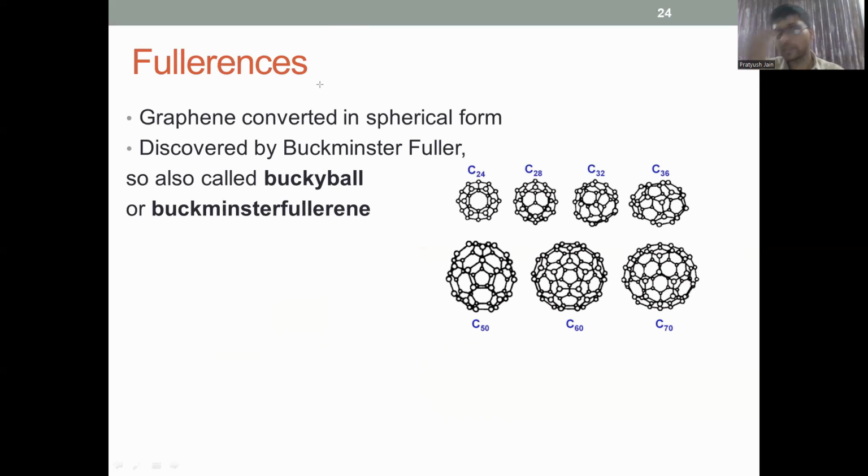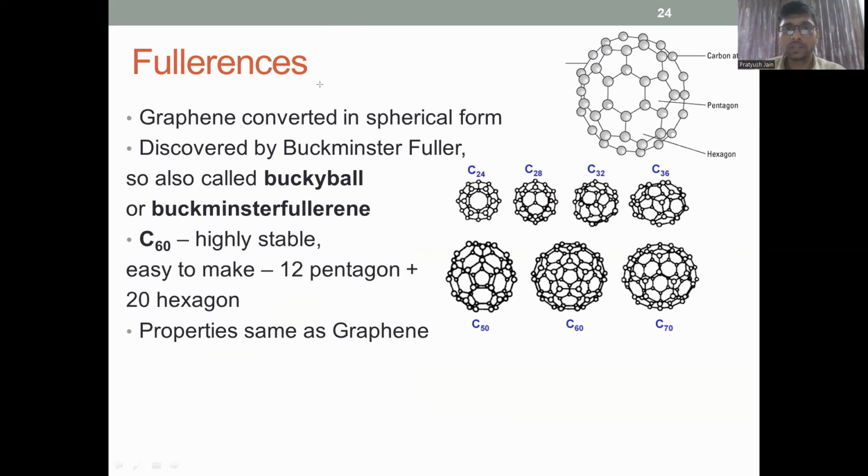Fullerenes. If we convert graphene into a spherical form, we obtain fullerenes. It was accidentally discovered by Buckminster Fuller. From his name came the name fullerene. That is why it is also called a buckyball, Buckminster fullerene, or simply fullerene.